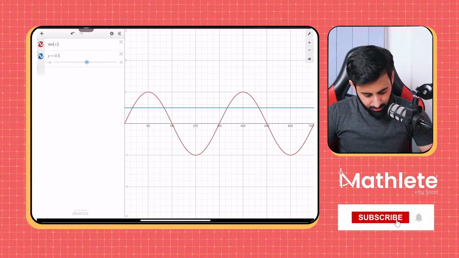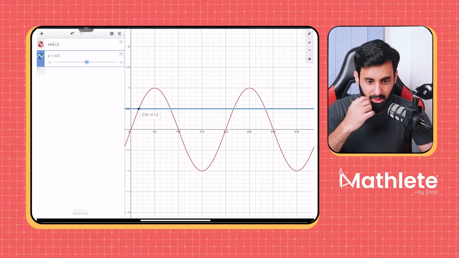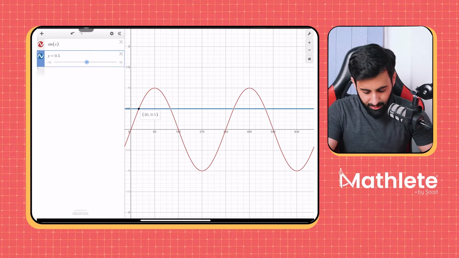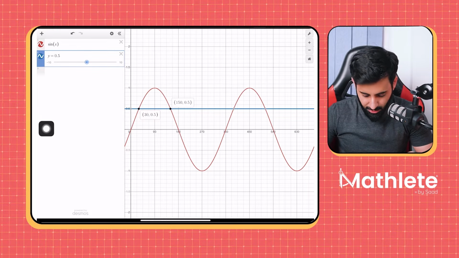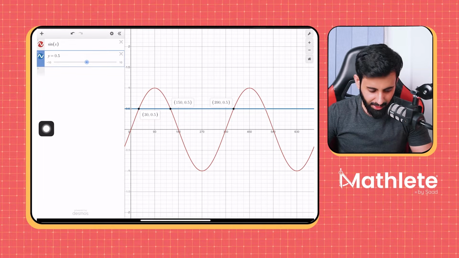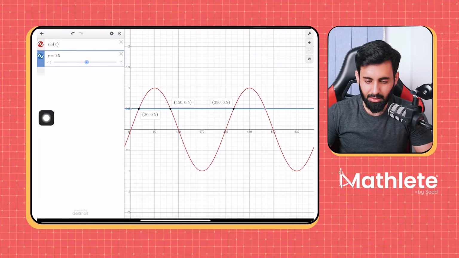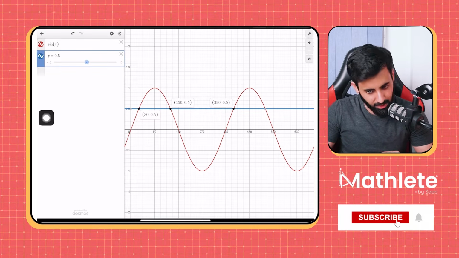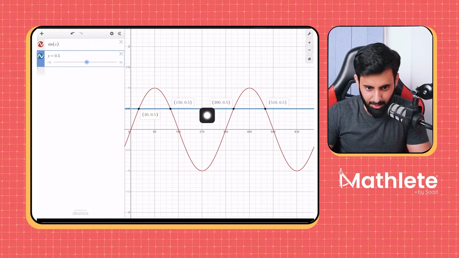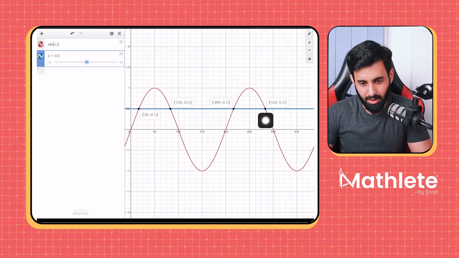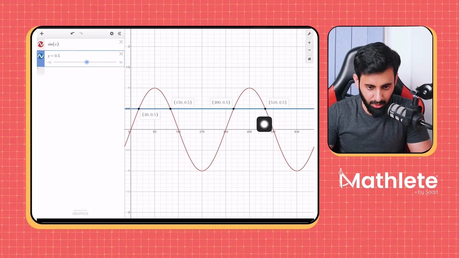So basically, we're focusing on 0.5. When is the graph equal to 0.5? Once at 30, then it's also equal to 0.5 at 150, and then it's equal to 0.5 in the next cycle at 390. So what's the relationship between 390 and 30? 390 is 360 degrees more than 30 degrees. And then you have 510. What's the relationship between 150 and 510? 510 is 360 degrees more than 150.